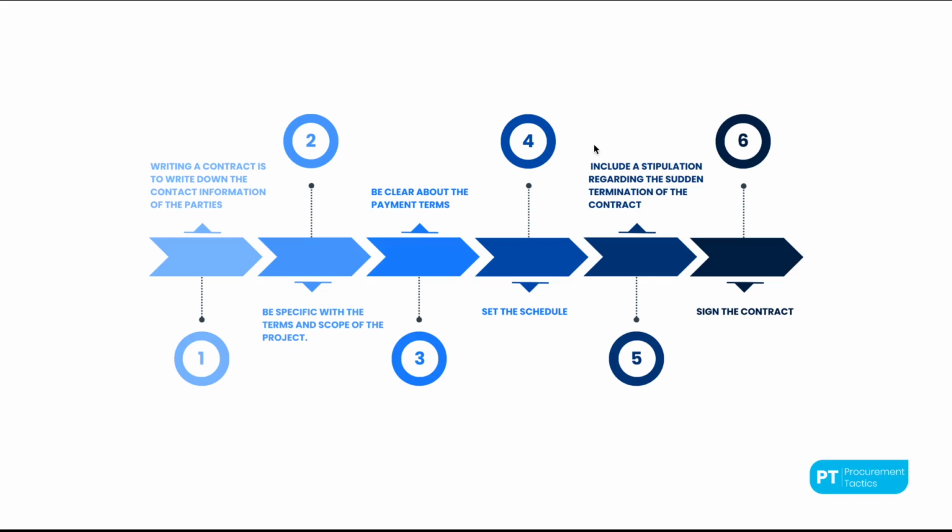The fifth step is to include a stipulation regarding the sudden termination of the contract. Sometimes things don't go as planned in projects. If your client decides to back out of the project and breaks the contract, you want to make sure that your business is covered and that you get paid for the work you've already put in.